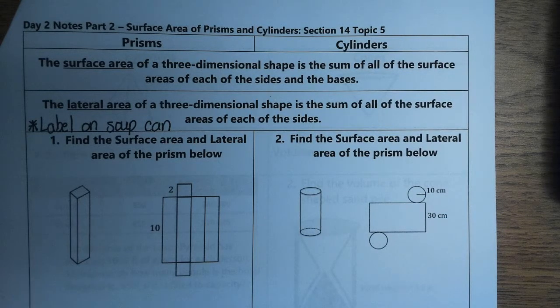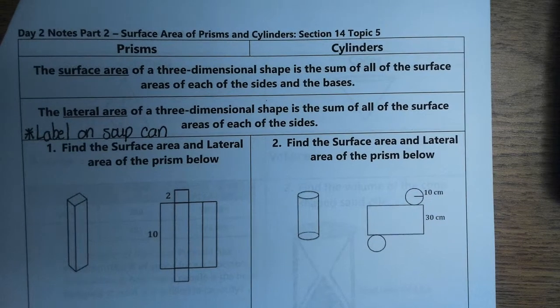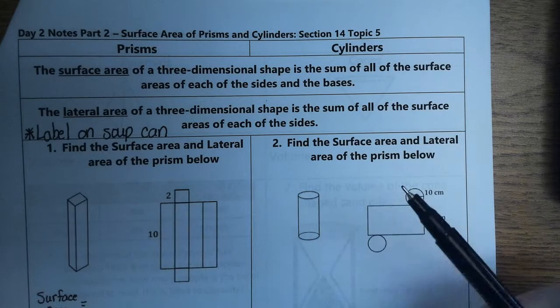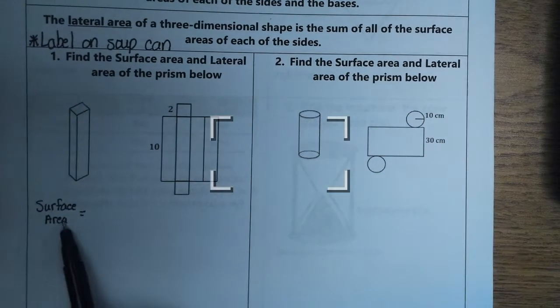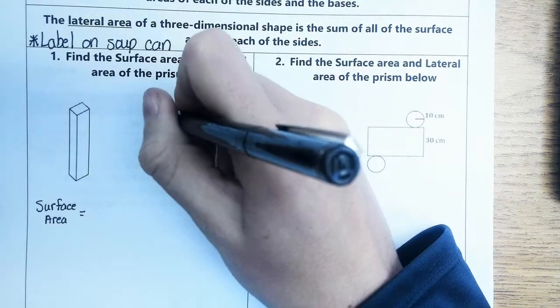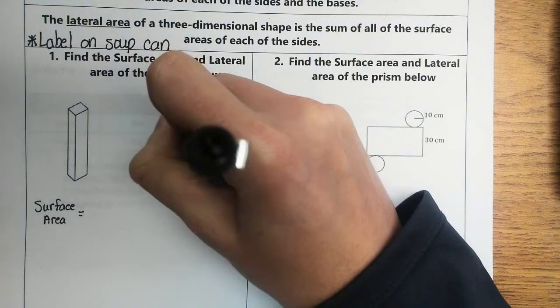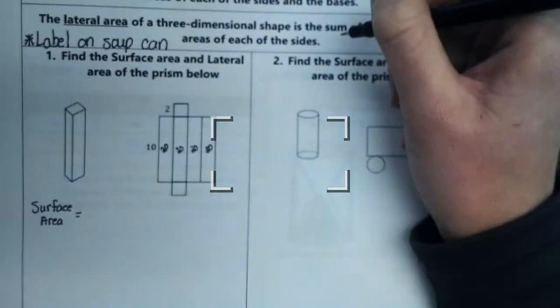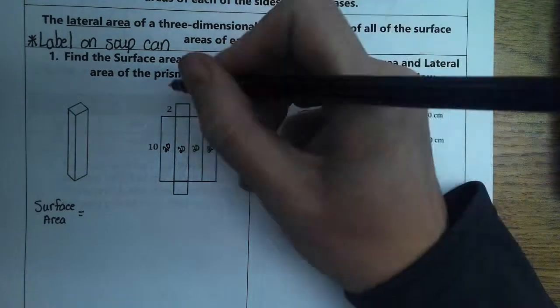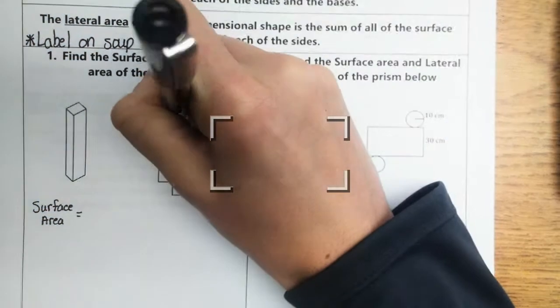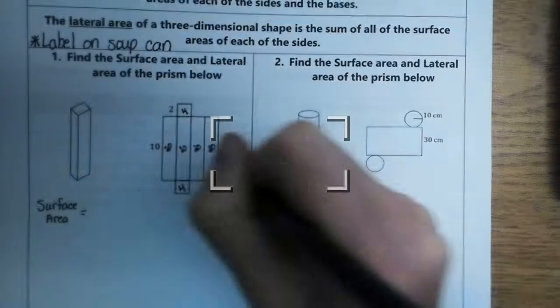So find the surface area and the lateral area of the prism below. So the surface area. I'm going to take these, find the area of each one, and just add them up. This first one is 10 by 2. It's a 10 by 2 rectangle. So that's going to be 20. And all 4 of these are exactly the same. All of these are 2. These are squares on either side. So a 2 by 2 square gives me 4. And 4 on this side as well.